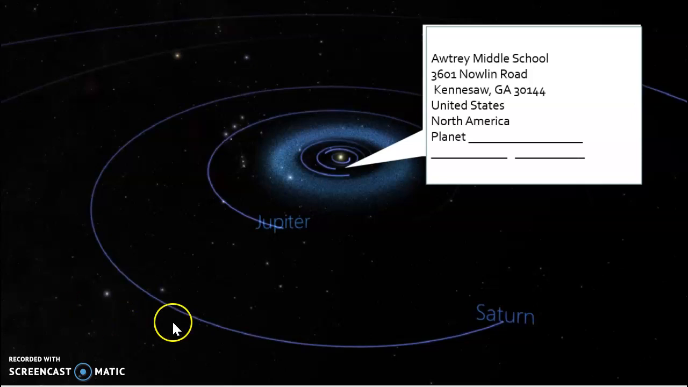So in our cosmic address, we started in Kennesaw, Georgia. We're in the United States, North America. We're on planet Earth, and we are part of what we call our solar system. So right here, I want you to write solar system on your notebook paper.